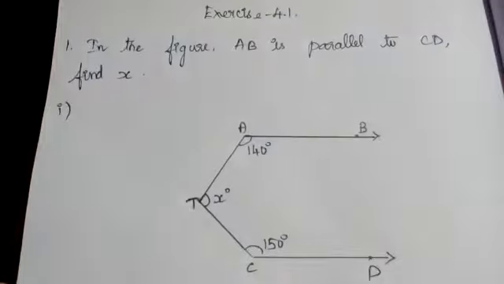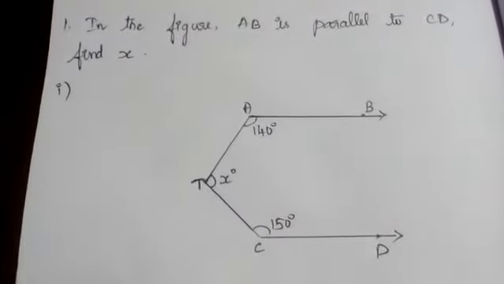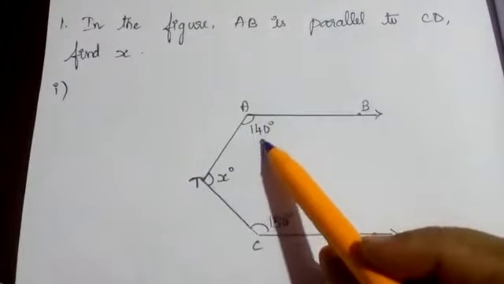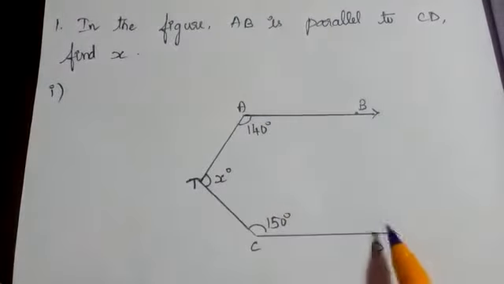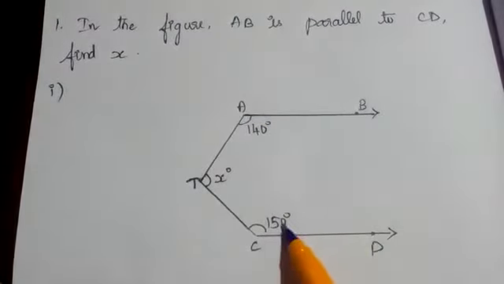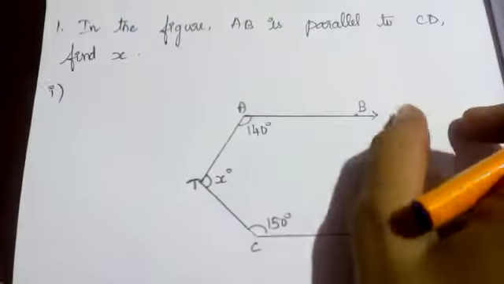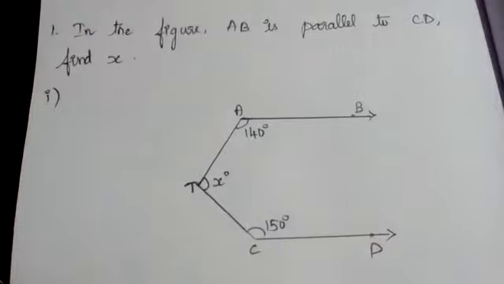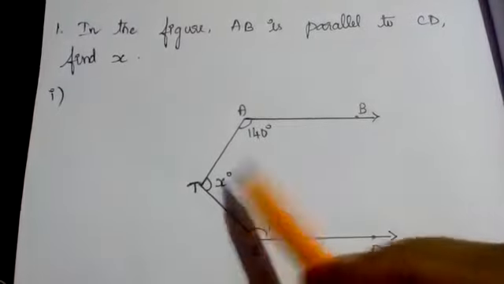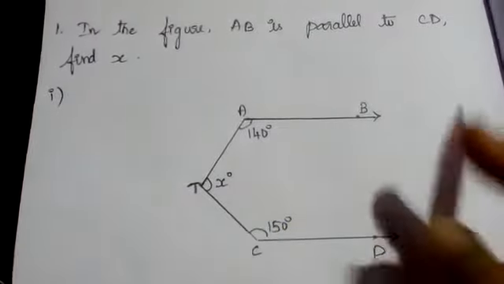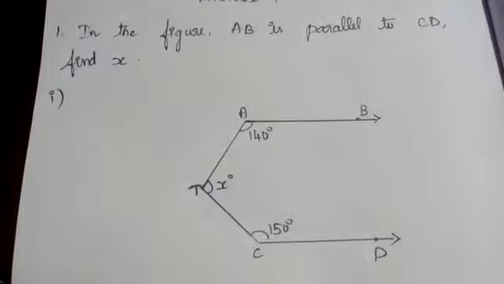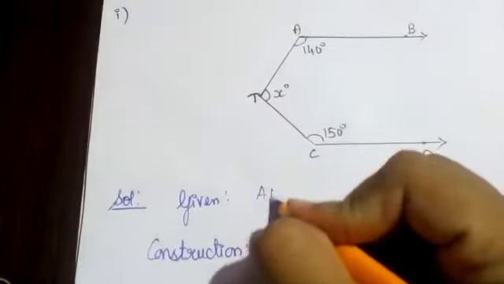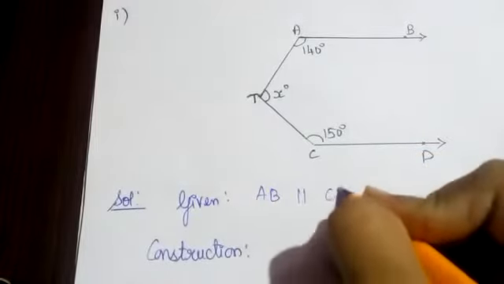So from the given figure, what you can understand, children, analyze the figure first. AB is a line, and angle A is equal to 140 degree. CD is a line and angle C is equal to 150 degree. And then angle T is equal to x degree. They have given AB is parallel to CD. So first what you have to write is that given AB parallel to CD.